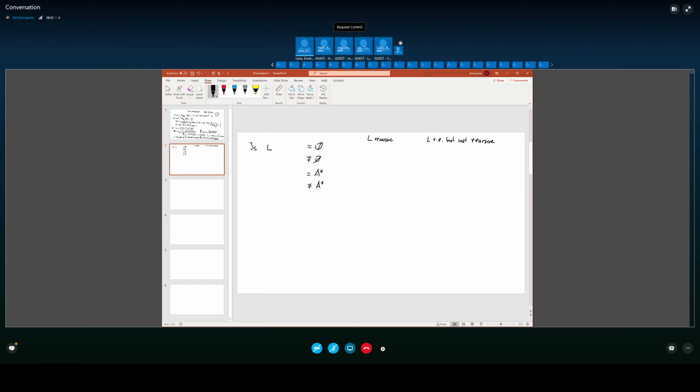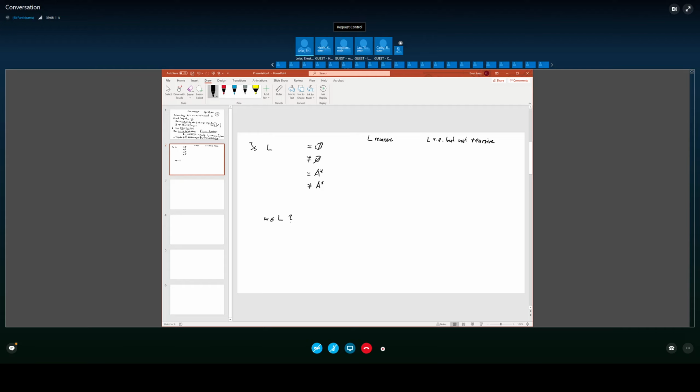Now, this is a little tricky, and let's start with the second question. Is L not empty? Now, perhaps we should start with a simpler question. Is W in L?